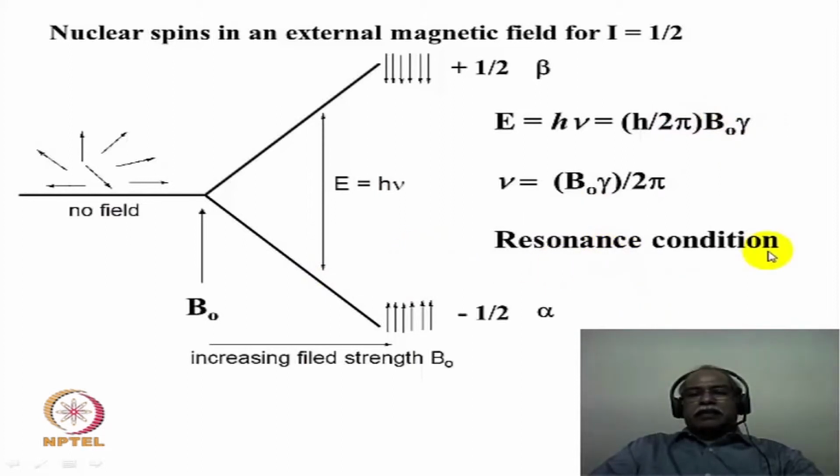The resonance condition essentially corresponds to matching this frequency to this particular expression. When the energy of the electromagnetic radiation, which corresponds to the expression here, is satisfied, then the resonance occurs. In other words, absorption of energy will take place. Typically, the energy gap is such that the frequency necessary for this transformation from the lower spin state to the upper spin state corresponds to the radio frequency region of the electromagnetic spectrum.